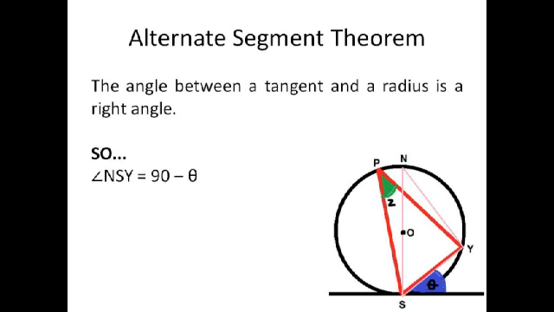We know that the angle between a tangent, which is the black line at the bottom, and a radius, which is the diameter essentially in this case, OS, is a right angle. So we know that angle NSY must be 90 degrees, but we know part of it's theta, so it must be 90 minus theta.